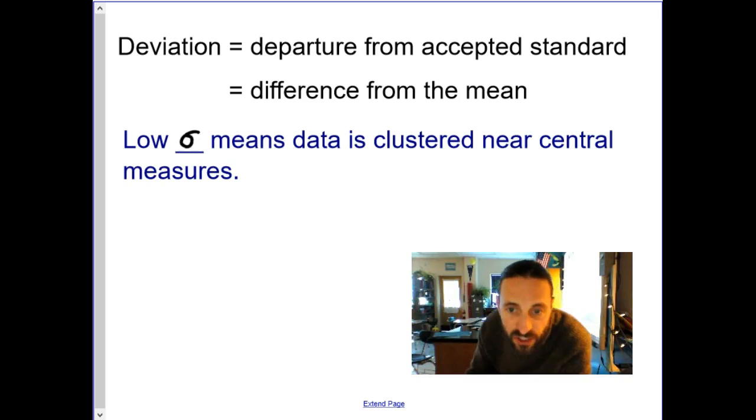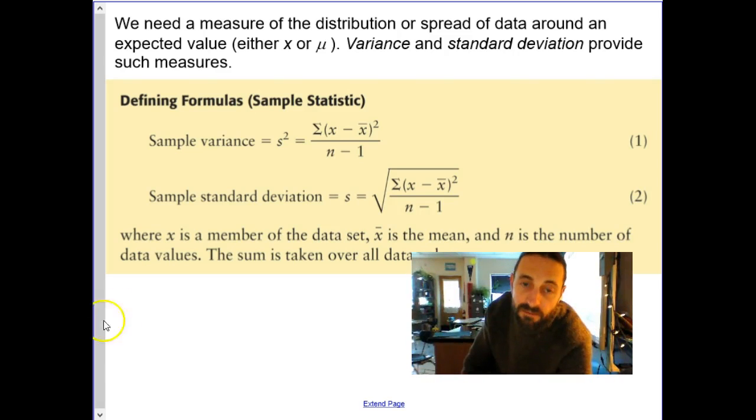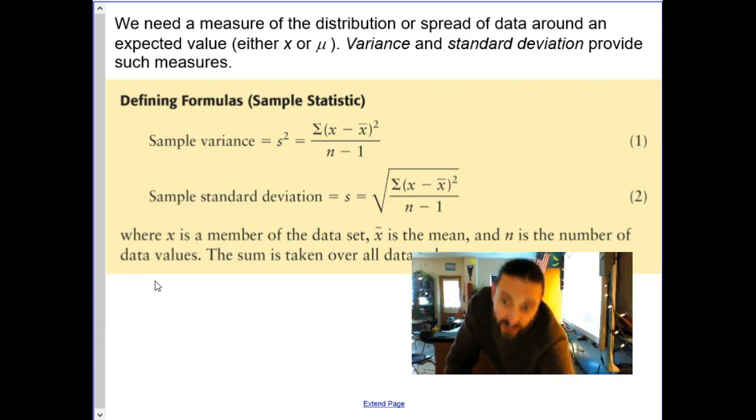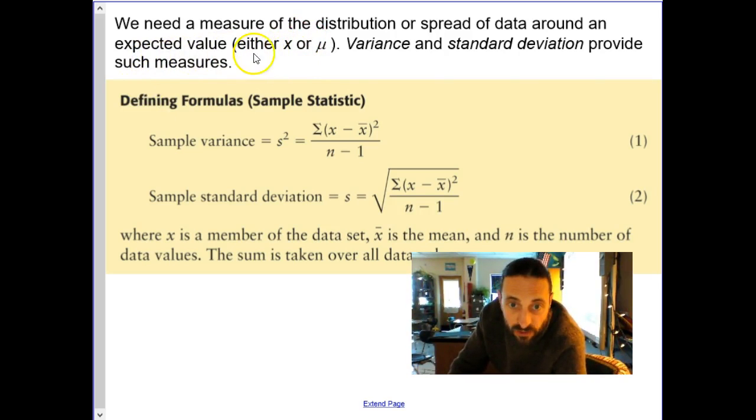Low sigma means data is clustered near central measures. High sigma means data is really spread out. Let me show you some math. We need a measure of the distribution of expected value, again x bar and mu. Variance and standard deviation provide such measures. We're going to call these defining formulas, and that's all I'm going to teach you in this class.